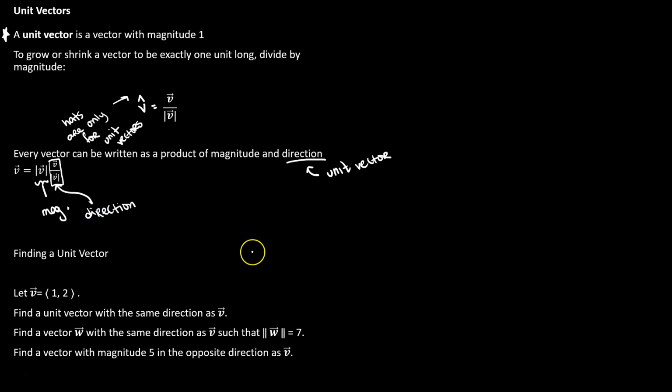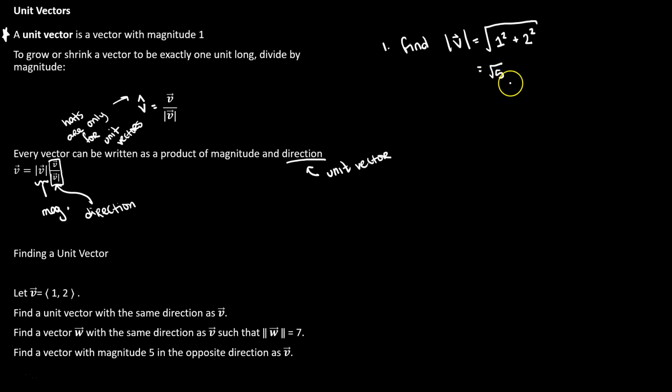Let's try an example. If we want to find a unit vector for the vector v, where the components are 1 for the x direction, 2 for the y direction, what we need to do is find the magnitude of v. Remember that the magnitude comes from squaring each of the components, adding them together, and then square rooting them. So the magnitude of this vector would look like √5.